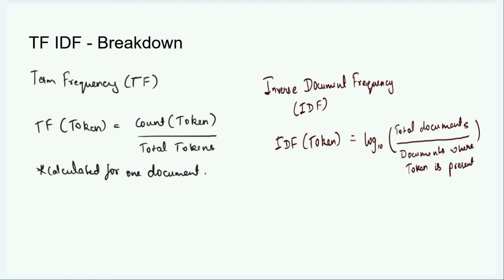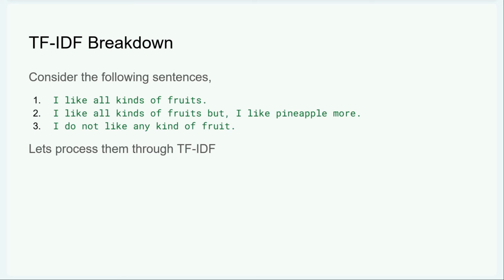Inverse document frequency is different. So let's say you consider a token. Now, what are the total number of documents divided by the documents in which that token was present? And then you take a log of this division. I know the formula straight away does not make sense, but once we start with the examples, we'll see things in more clarity. Again, let's start with an example.